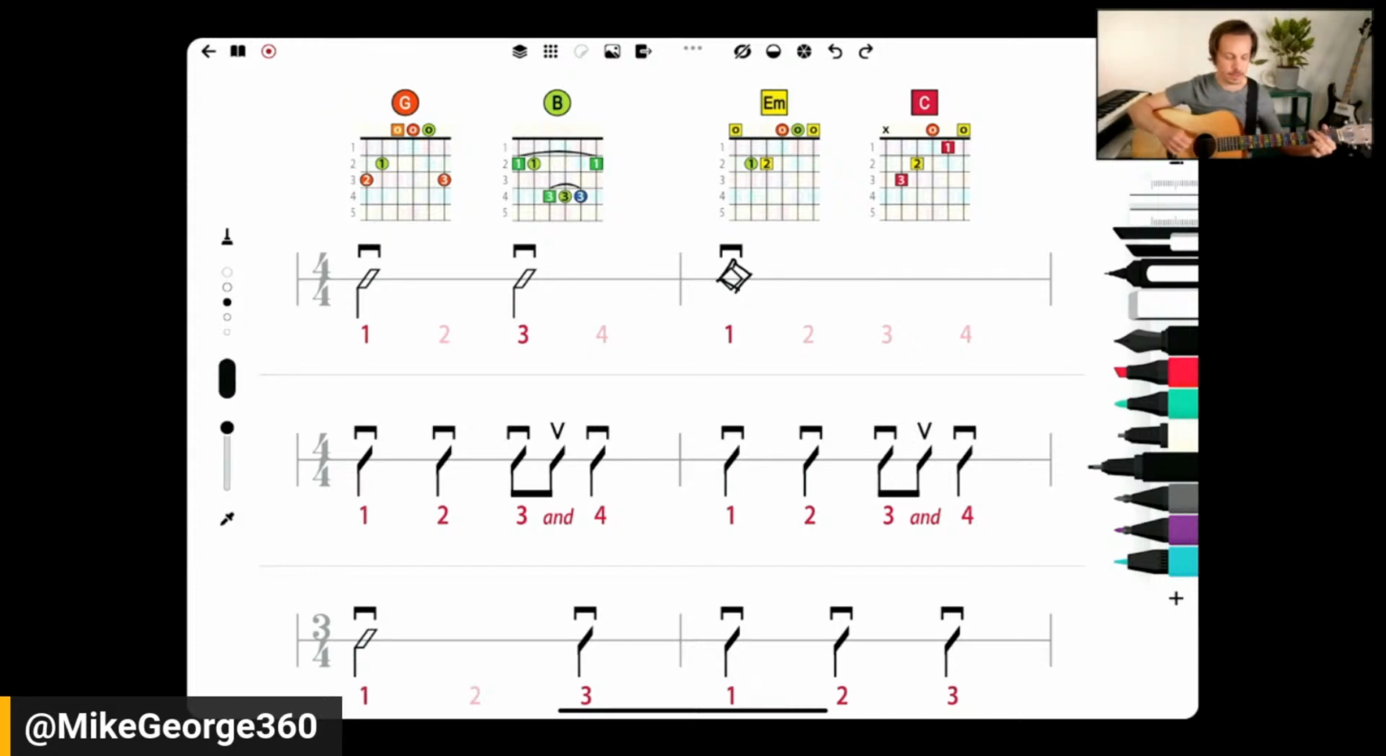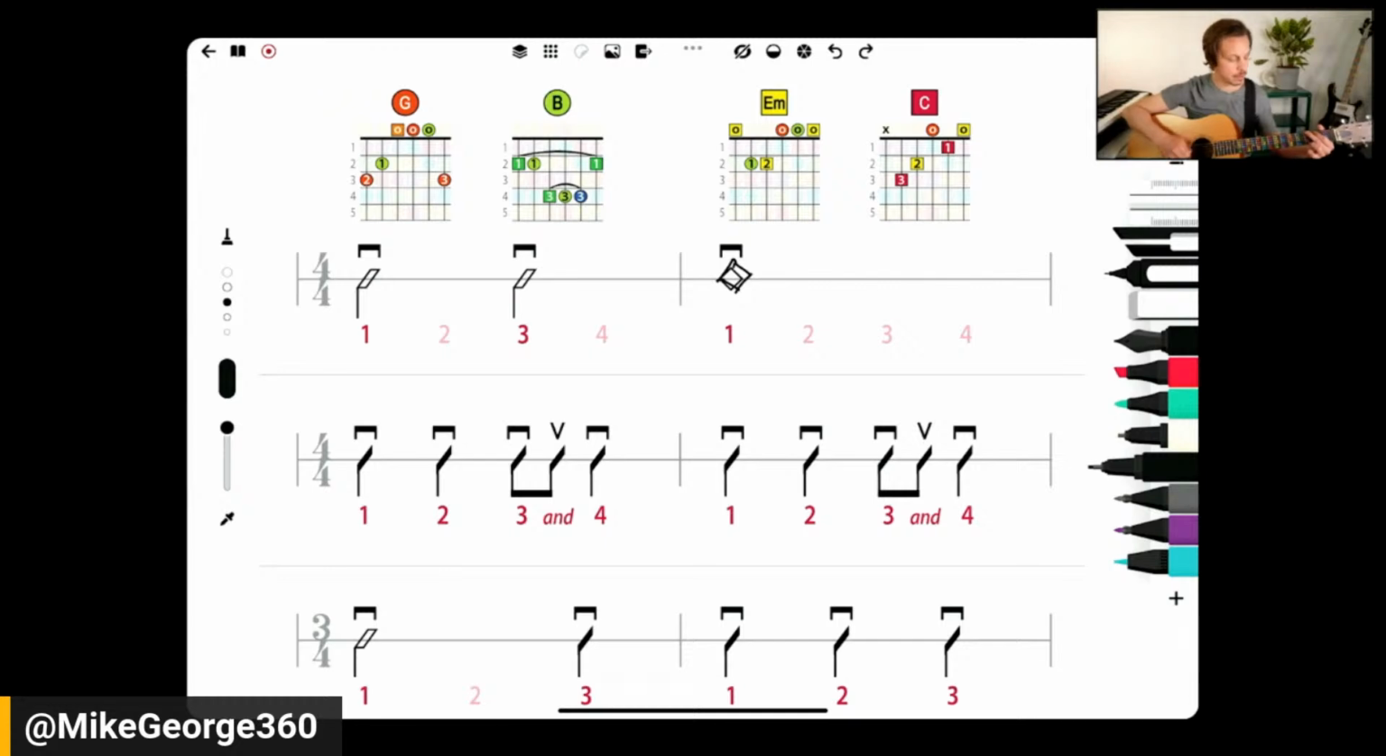So it's 1, 2. Let's see. What is it? 1, 2, 3, and 4. That actually starts to sound pretty cool, because I think the rhythm and the harmony so far of all these examples is my favorite combo.